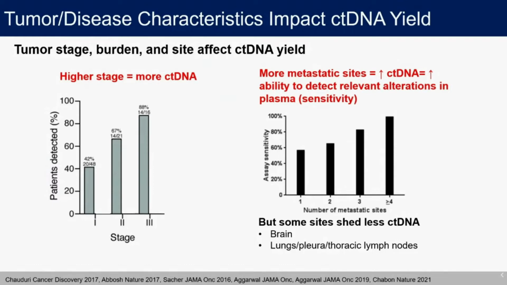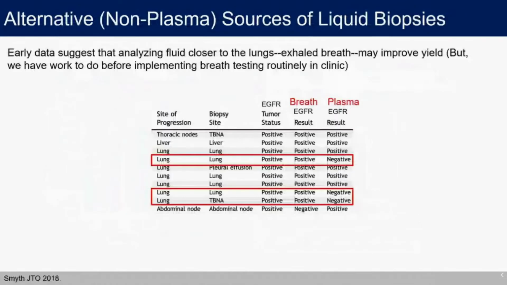We also know, though, that there are some disease sites that actually shed less ctDNA. So you can have a lot of tumor in the lungs or in the brain, but the DNA from those tumor cells may not find its way into the bloodstream. And so future directions of liquid biopsies would be looking towards alternative sources of liquids for figuring out what is going on with the tumor at some of these disease sites. So with that, we'll go to the next slide.